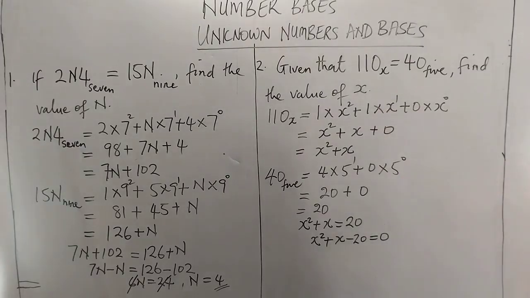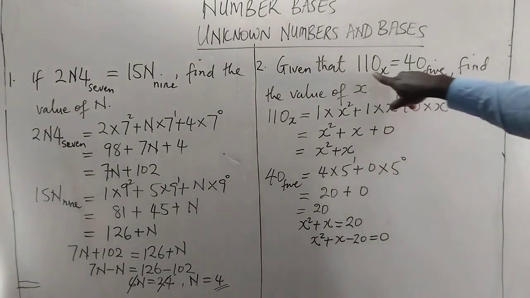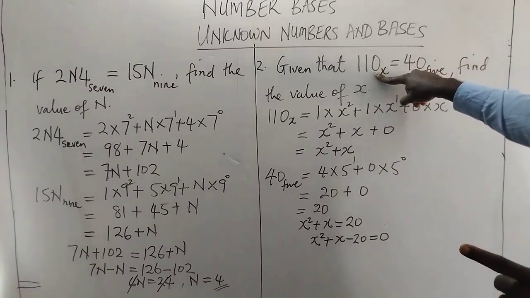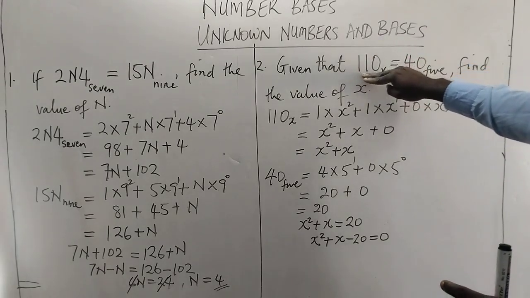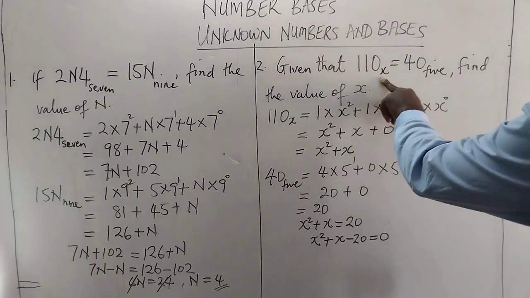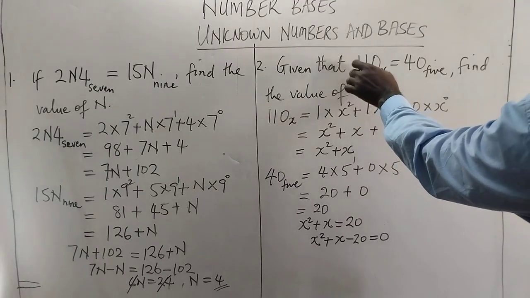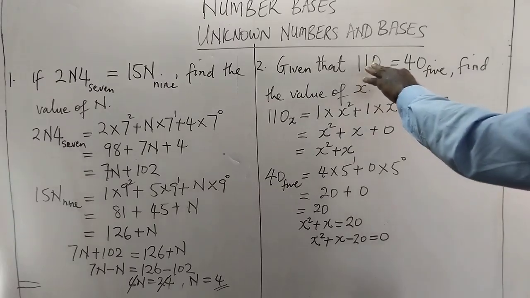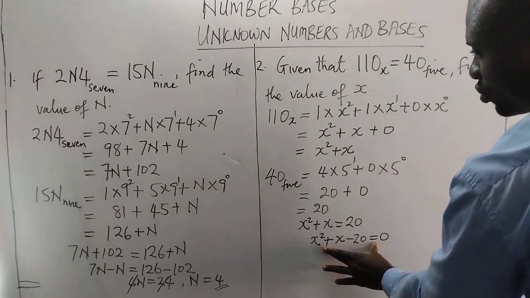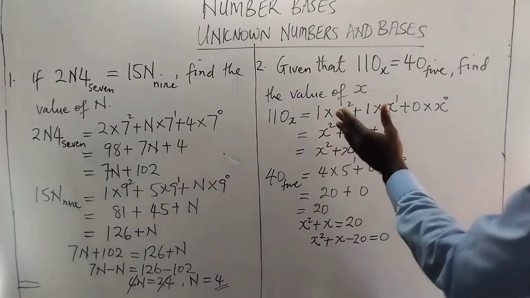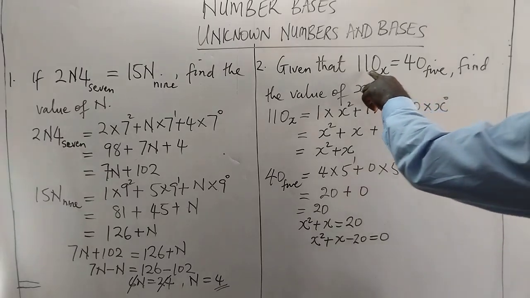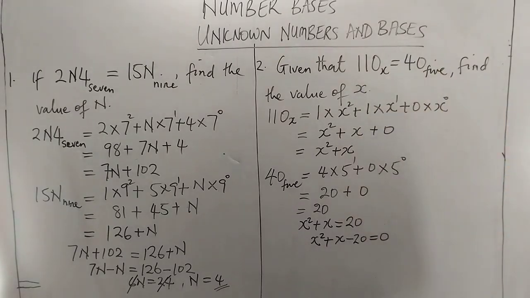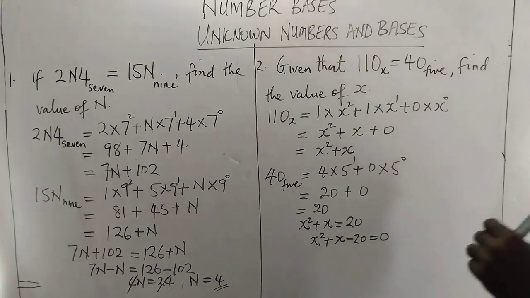Before I continue, I want to point out something here. If you look at this, the number has 3 digits. Anytime you have an unknown base, and the number that has that unknown base happens to have up to 3 digits, just know that it's going to land you in a quadratic equation. But if you have only 2 digits there, you are going to get a linear equation. Always have this at the back of your mind.